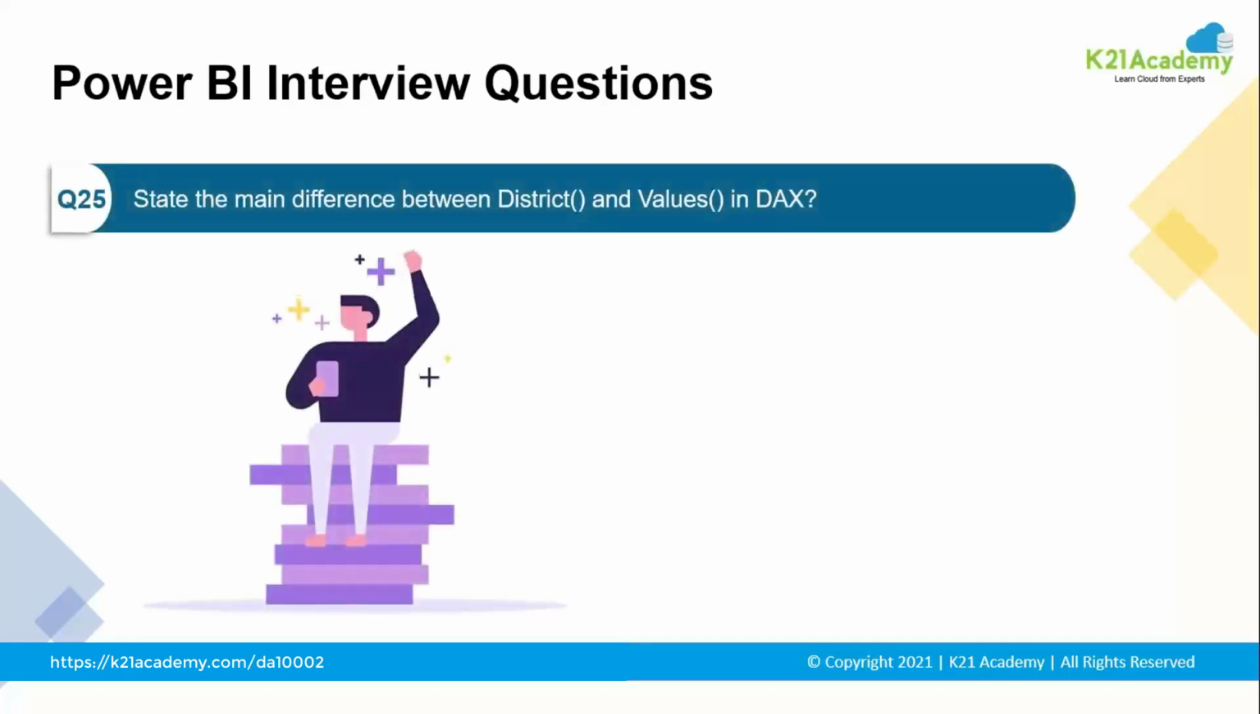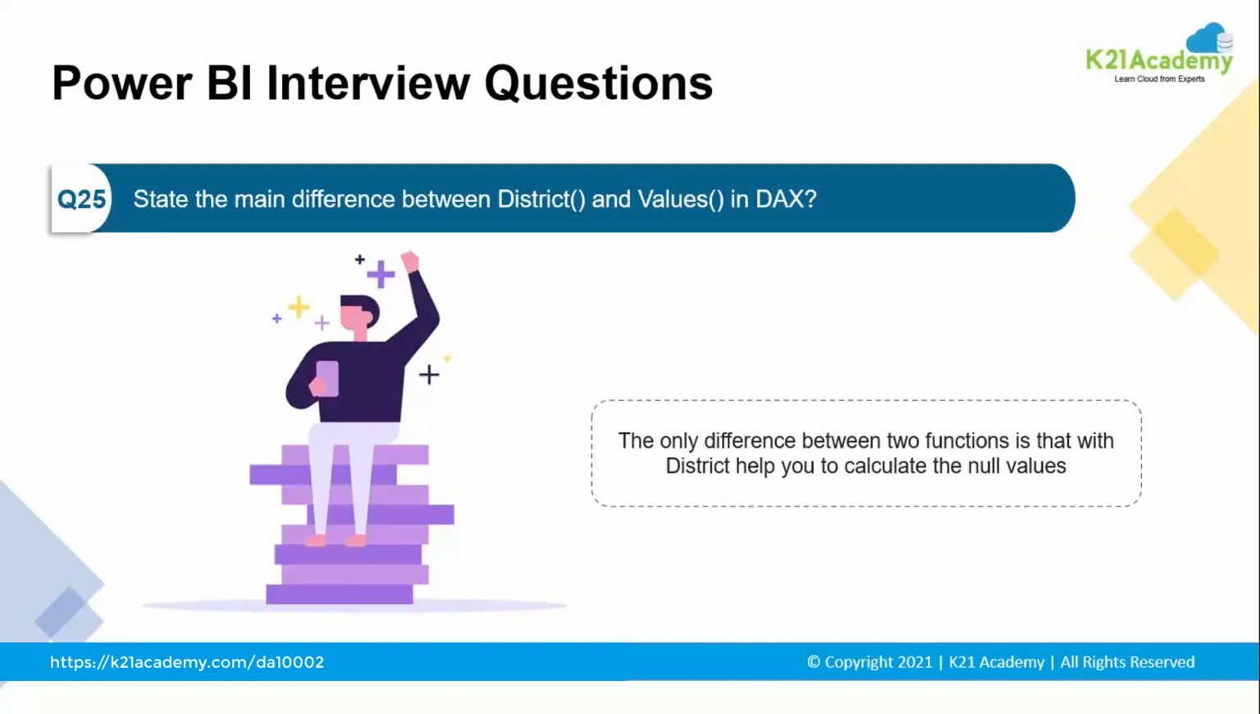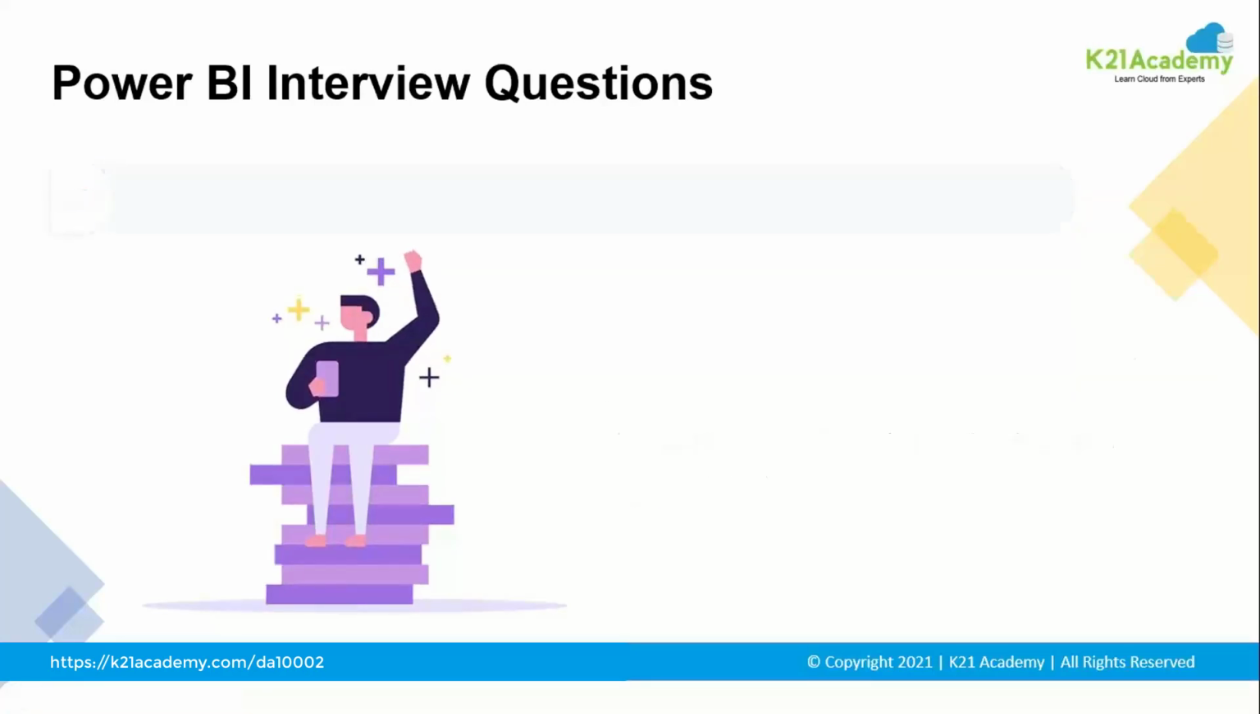Alright, then moving on to the next question. State the main difference between the distinct function and values function in DAX. As we all know, DAX functions are basically used to calculate mathematical equations. The difference between the two functions, that is distinct and values, is that distinct helps you to calculate the null values as well.